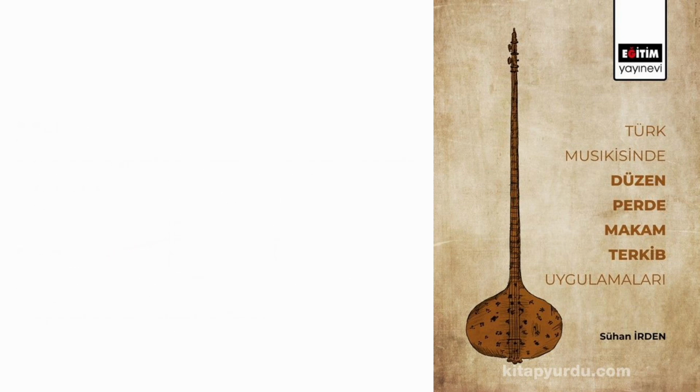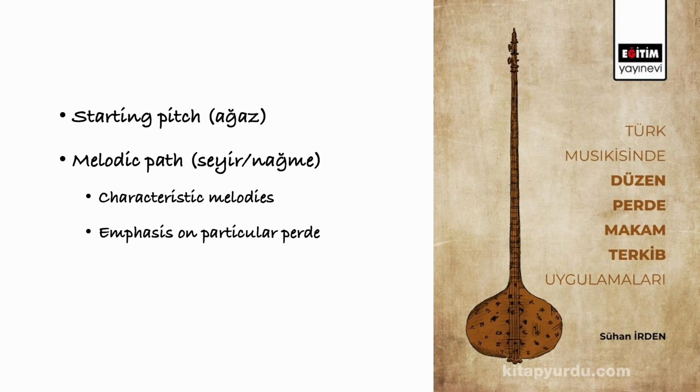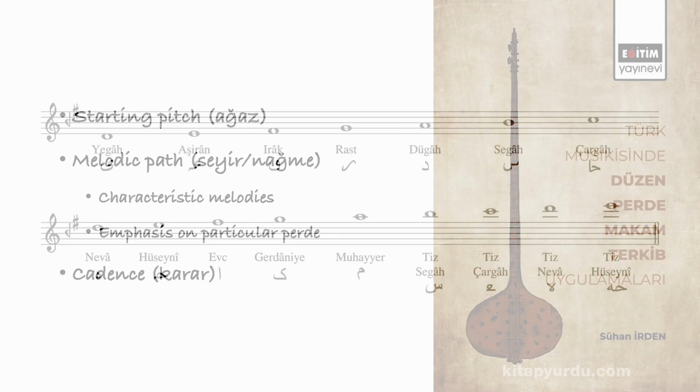The desired musical effect depends on the following factors: starting pitch, or ağız, and subsequent melodic path, seyir or name. Seyir means journey or path, and name means melody. Within this melodic path, there could be the use of characteristic melodies associated with a certain makam, or emphasis on a particular perde that's common to do in that makam. And finally, the cadence, or karar.